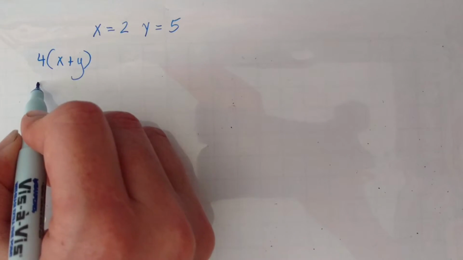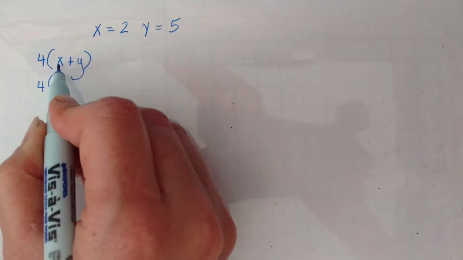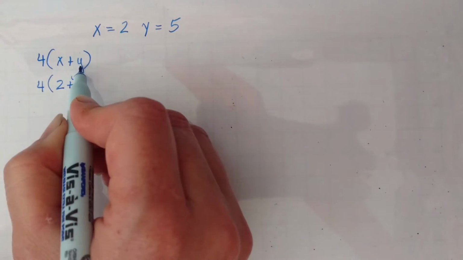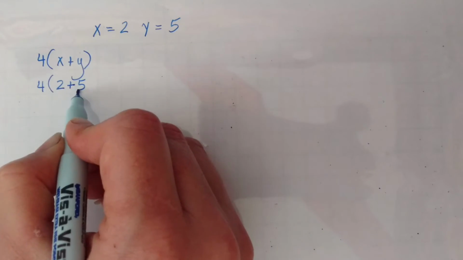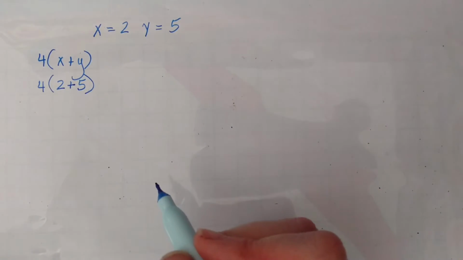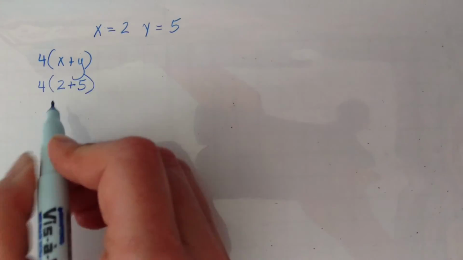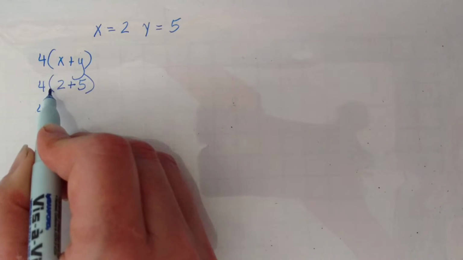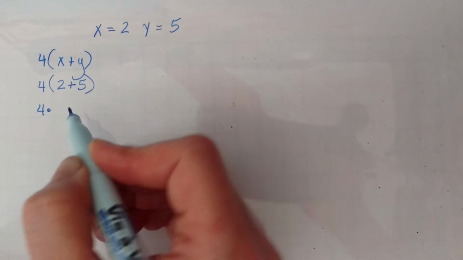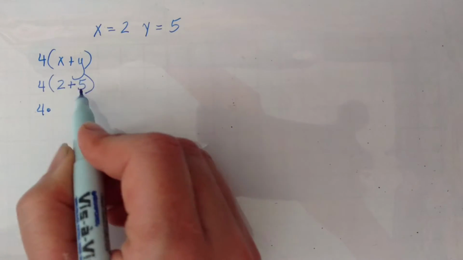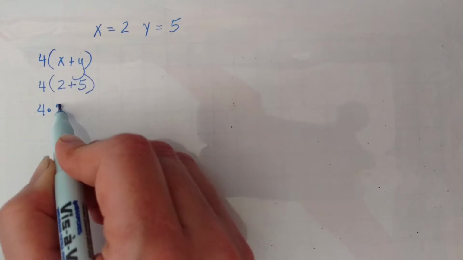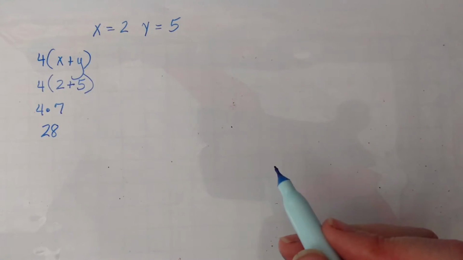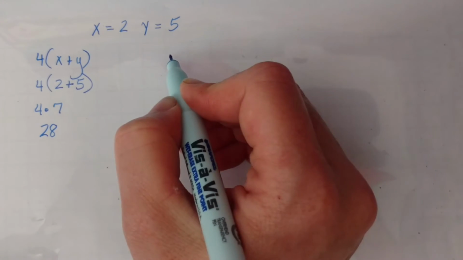So rewrite your problem, keep your 4, keep your parentheses, but instead of x, you're going to substitute in a 2, keep your plus sign. Instead of y, you're going to substitute in a 5. And now you're just back to using order of operations. I have to do what's in parentheses first, so I'm going to keep my 4. Remember, anytime you have a number right up beside a set of parentheses, it's times. So 4 times whatever 2 plus 5 is, well, 2 plus 5 is 7. So 4 times 7 is 28. Your final answer on this particular problem would be 28.